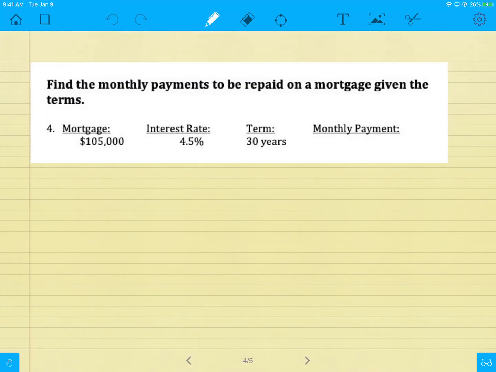All right, let's go to the last one here. So this has two parts. We have to figure out the total amount that we're paying for this mortgage over 30 years. We have a better interest rate. Finally, we have a 4.5% interest rate. But we're still going for 30 years. That's going to hurt us. This number's going to hurt us.